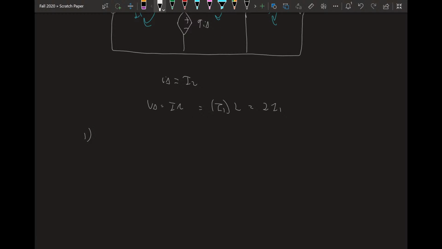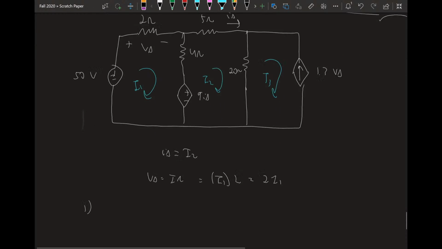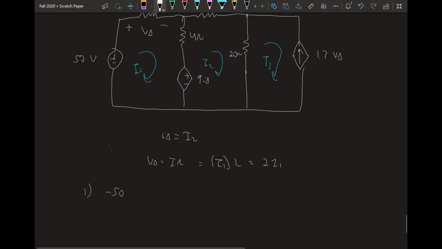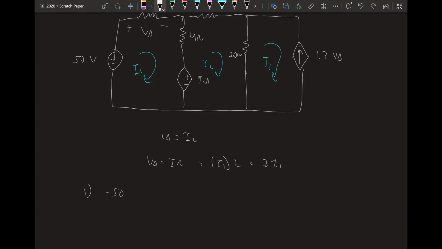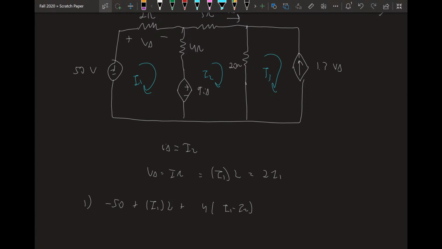Let's use KVL and write some equations. Looking at I1, going this way, I see a voltage rise across 50. I call that negative 50. I'm going to see this 2 ohm resistor, so that's plus I1 times 2 ohms, plus this 4 ohms times I1 minus I2, and then I see a voltage drop of 9I delta, and that equals 0.